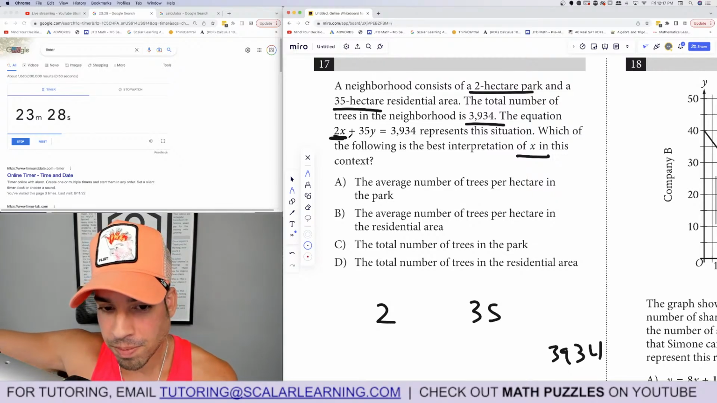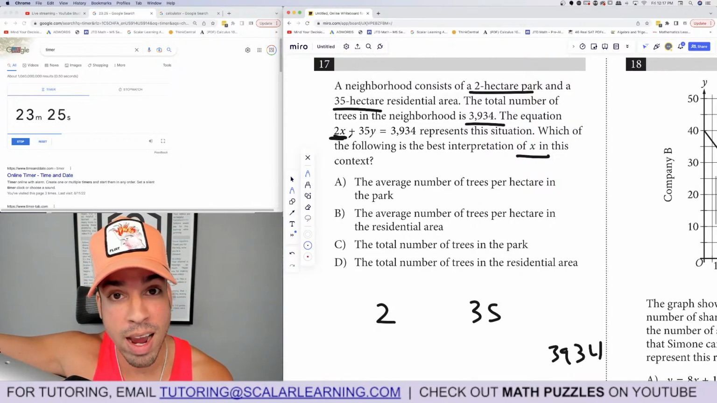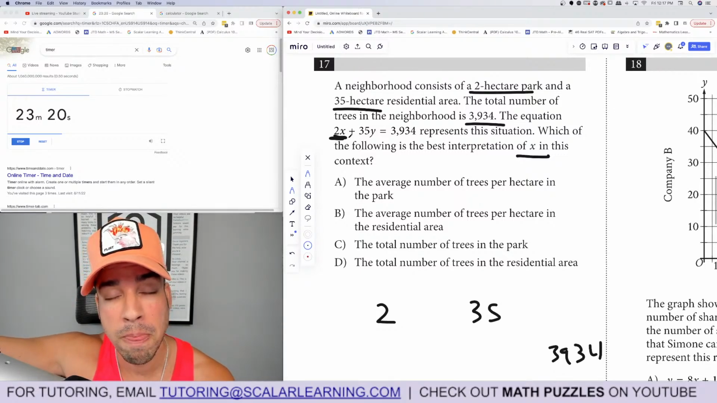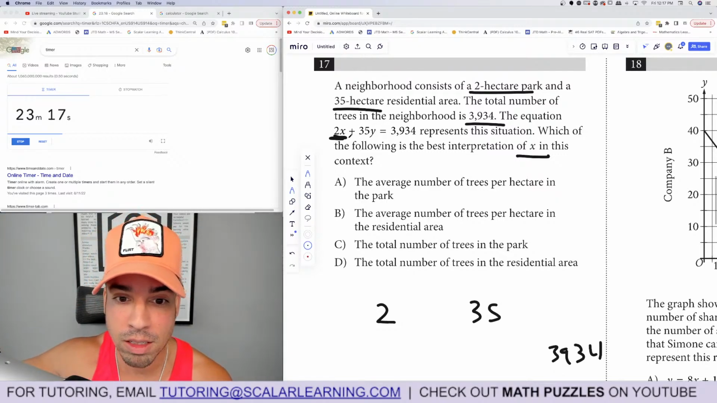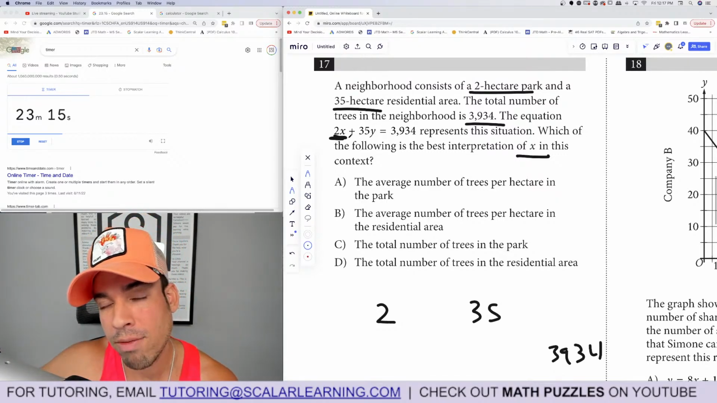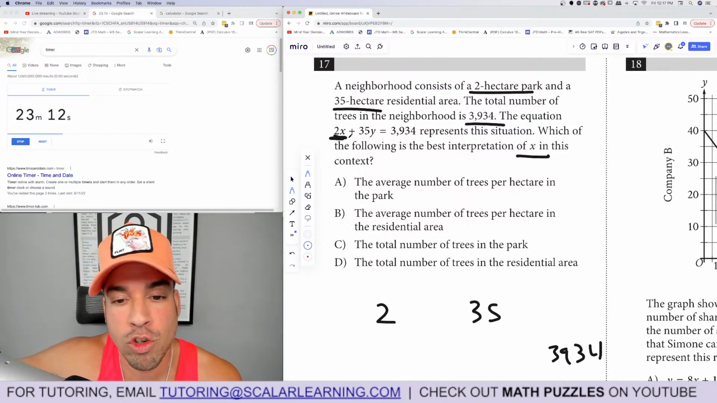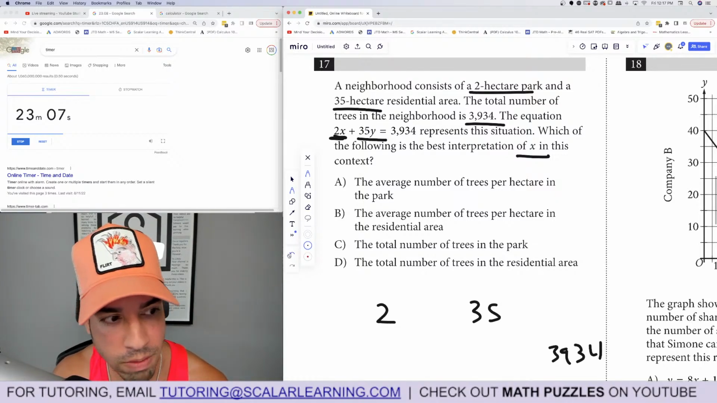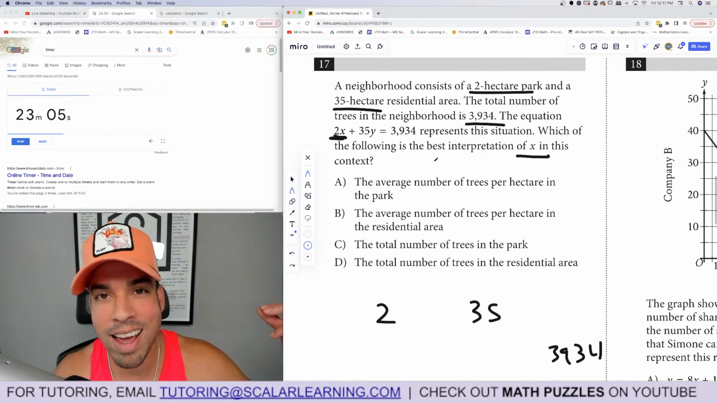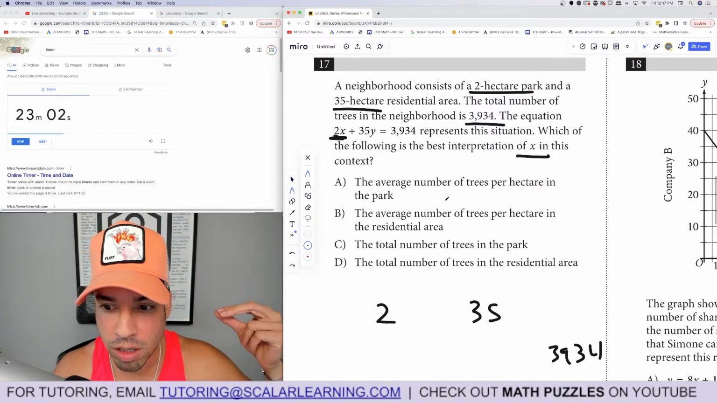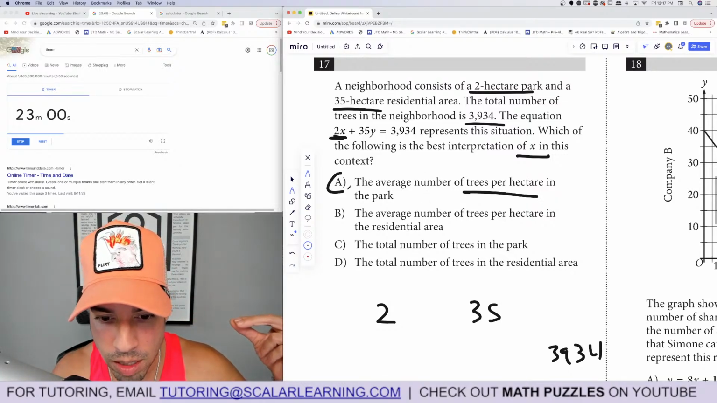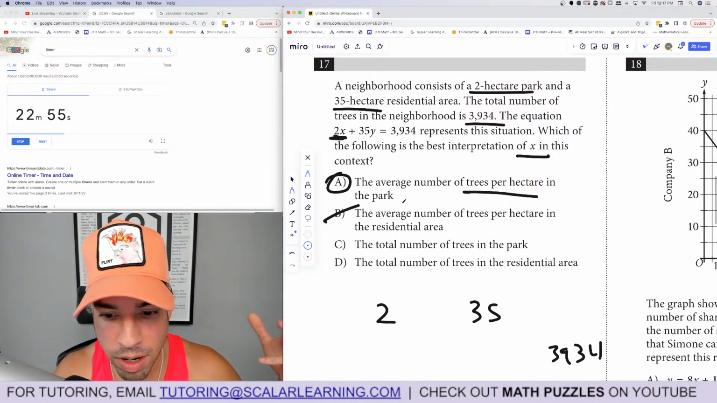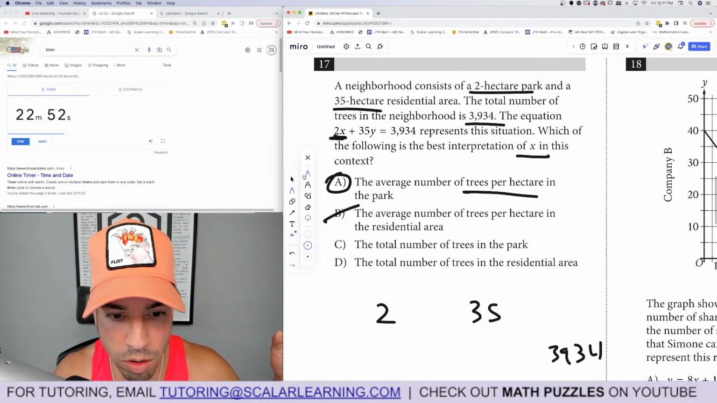So that's going to be the number of trees per hectare of the park. Because let's say I have 10 trees per hectare at the park, then that would be 20 trees. That makes sense. In the residential area, let's say I have 3 trees per hectare, then you'd plug it in here and you'd have 105 for the residential area. So again, the X is the trees per hectare in the park. And that looks like literally A right there. Let me just double check the rest of them. Trees per hectare. Nope. Because that would be Y or 35 or Y. Nope. And nope. Okay, we're good.